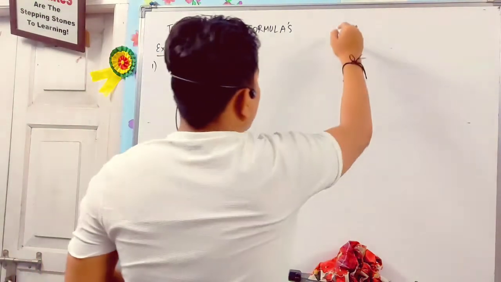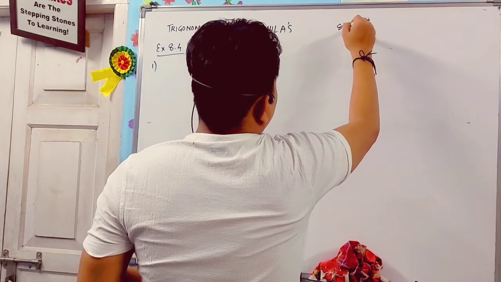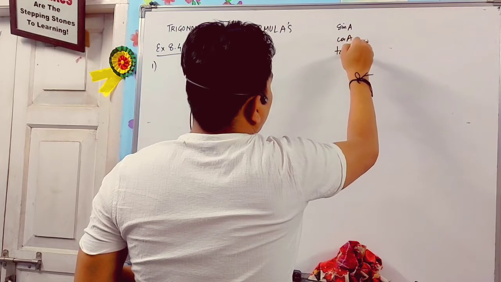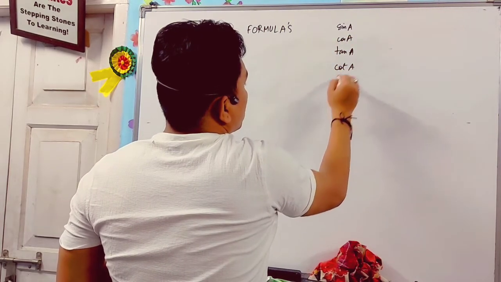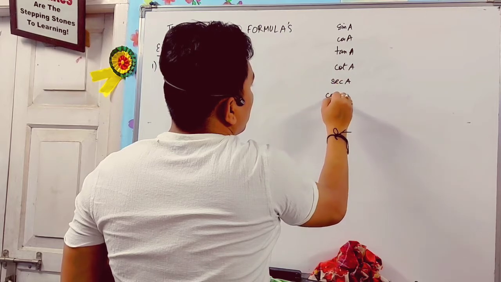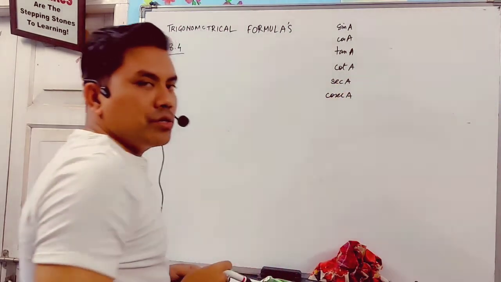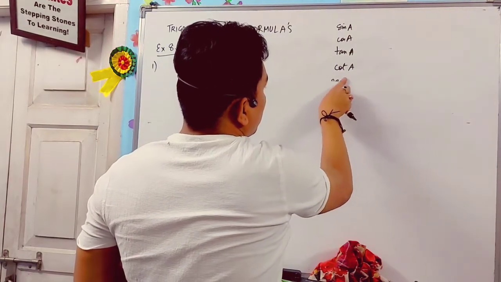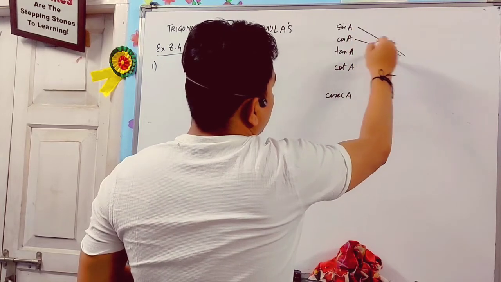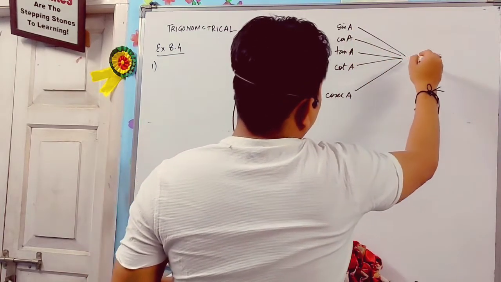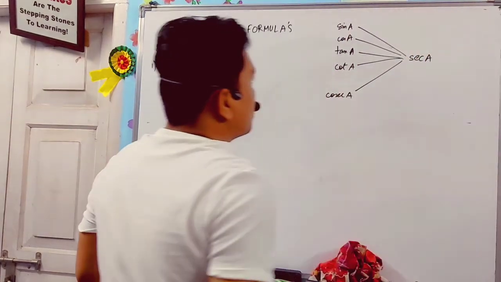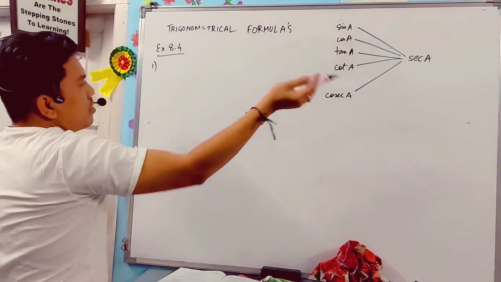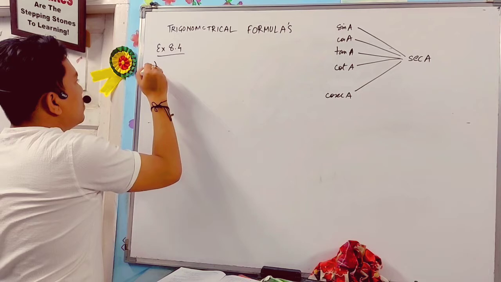So sine A, cos A, tan A, cot A, sec A and cosec A. Okay, so 6 ratios are there. Now leaving sec A, all the other 5 ratios we have to convert to sec A. Is it clear? Alright, so let's start from the first one. From sine A we have to convert to sec A. Okay, let's do number 2.